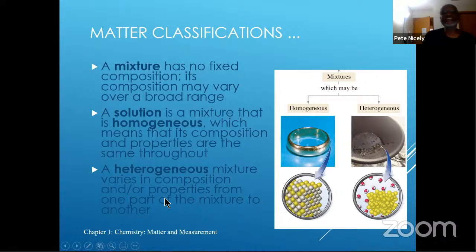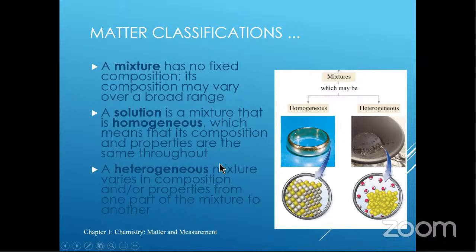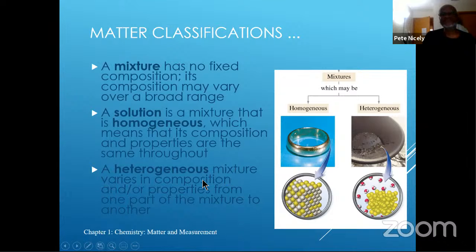Another example of a heterogeneous mixture would be salt and pepper. And I'm quite sure you can think of other examples of heterogeneous mixtures from our everyday experiences, right? So it's very important that you know the distinction between a homogeneous mixture and a heterogeneous mixture, all right? Any questions so far?